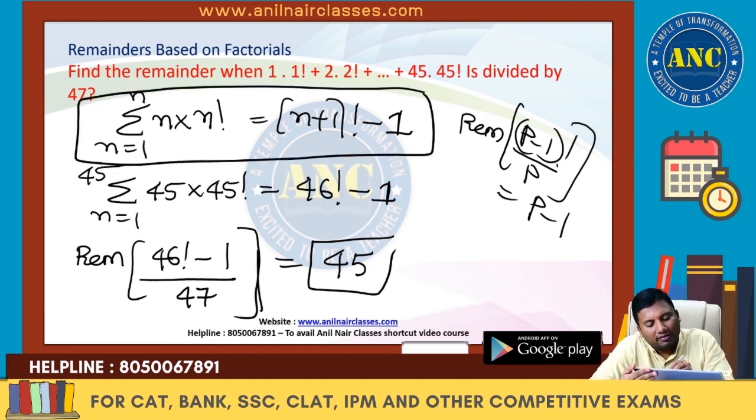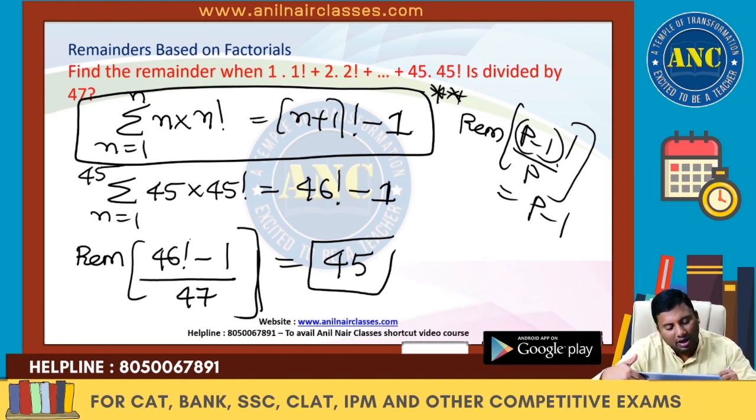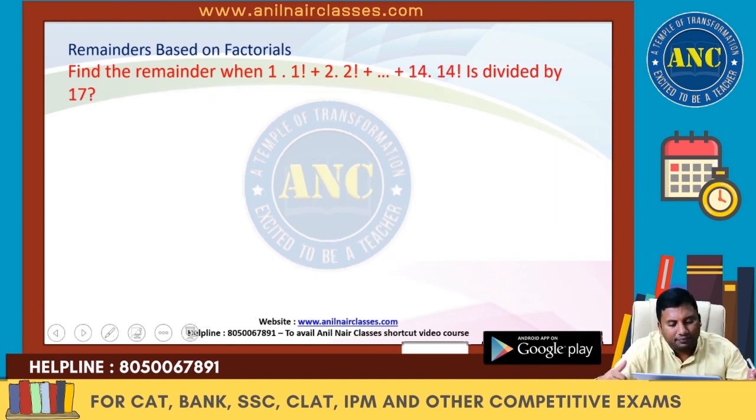N into n factorial is nothing but n plus 1 factorial minus 1. 45 into 45 factorial is 46 factorial minus 1. 46 factorial minus 1 when divided by 47. P minus 1 factorial divided by P is P minus 1. So 47 minus 1 is 46. 46 minus 1 is 45. Idea clear, right? Same, another model.